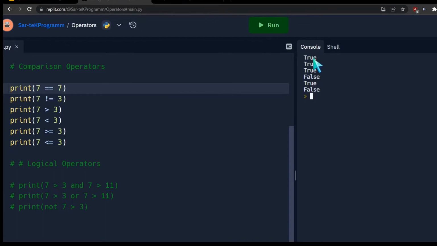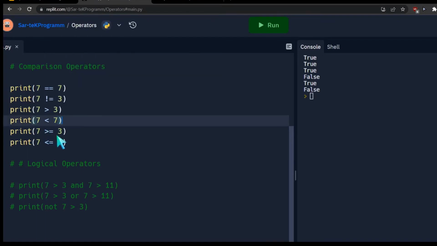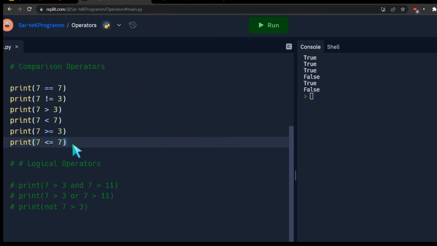Yes, it is, so it's evaluated to true. Now let's see the difference between less than and less than or equals to. Is 7 less than 7? No, so this will evaluate to false. But this condition, 7 is less than or equals to 7, will evaluate to true. So see, the fourth is false, but the last one is true. That's the difference between less than and less than or equals to.